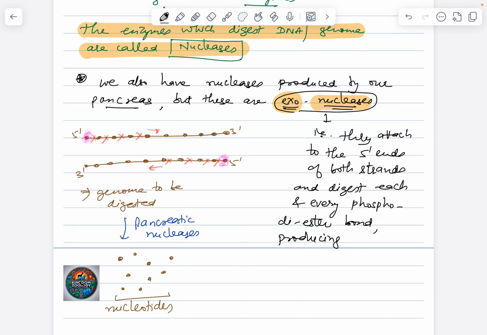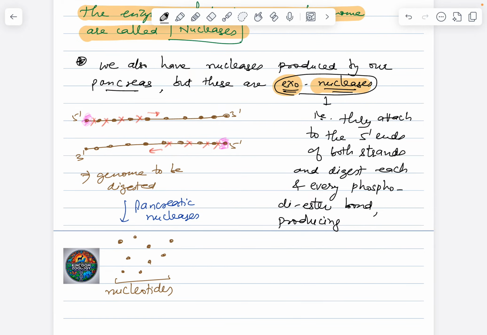Which means this entire discussion was to help you understand that nucleases are also found inside the human body, in the pancreas. We have got exonucleases, but can we use them in biotechnology in laboratory? Of course not. They attach to the 5' ends of both the strands and digest each and every phosphodiester bond, producing individual nucleotides.